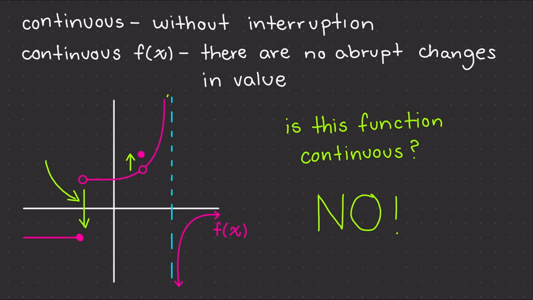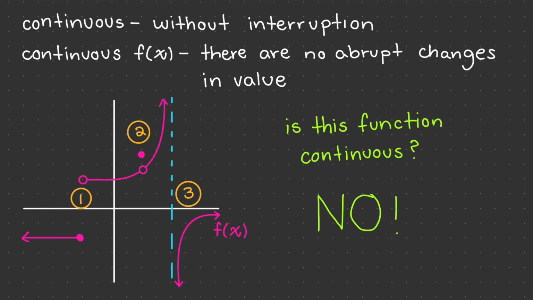The next abrupt change in value is at the vertical asymptote. We can see that from the left side, it goes upward toward positive infinity, but on the right side, it goes towards negative infinity. So this is an abrupt change as well. I listed out all of the abrupt changes for the sake of exemplification, however, only one abrupt change is necessary to deem the function as not continuous.